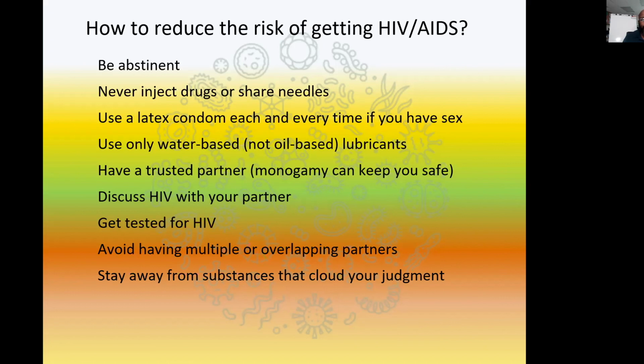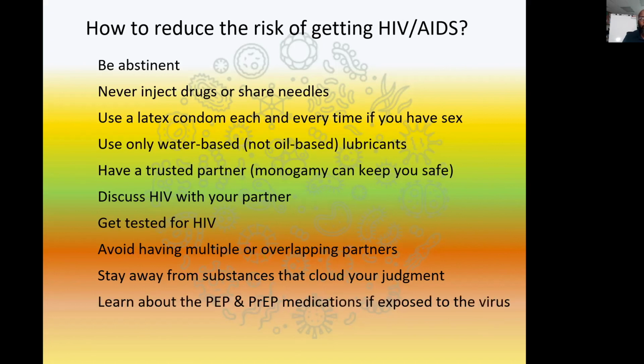Learn about PEP and PrEP medications if you are exposed to the virus. Understand that you can take one beforehand, and it will help reduce the chance of the virus entering your body and being able to survive there. And if you have been exposed to HIV, PrEP and PEP are both medications that can work to help you not pass the virus on to someone else.